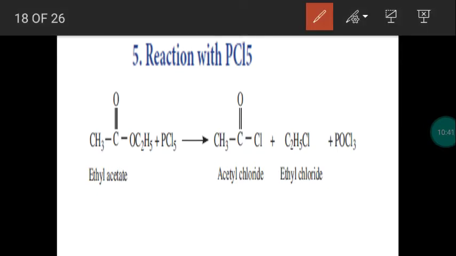Next, reaction of esters with phosphorus pentachloride. So as usual, this alkoxy group will be replaced by chlorine. So you may take phosphorus trichloride also. Alkoxy group will be replaced by chlorine. So we will get acid halide. So ethyl acetate provides acetyl chloride, ethyl chloride and phosphonyl chloride.